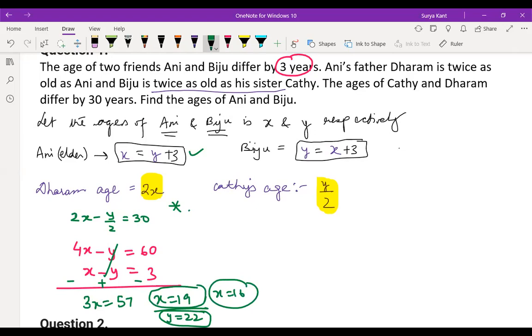Yes, sir. x is equal to 16. But if you see any of the equations, if you put x is equal to 19, you'll get y is equal to 22. In the second equation, sir, actually the equation is wrong. Yes, sir, it must be minus 3.